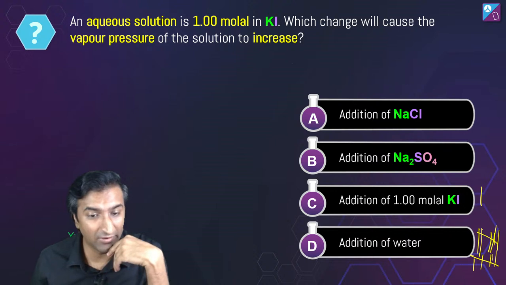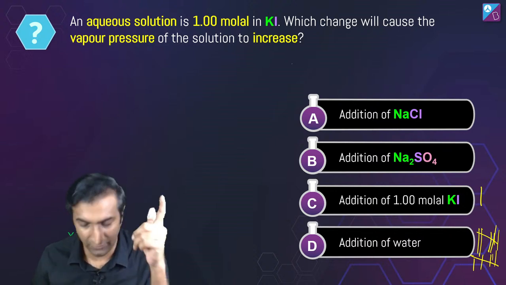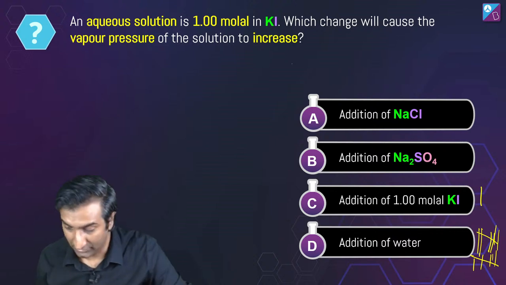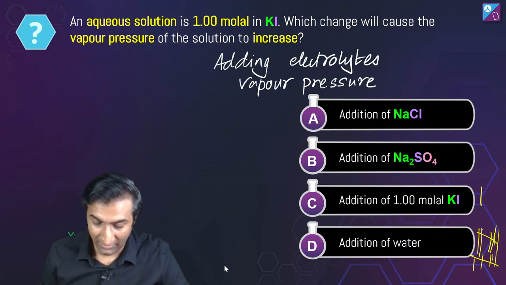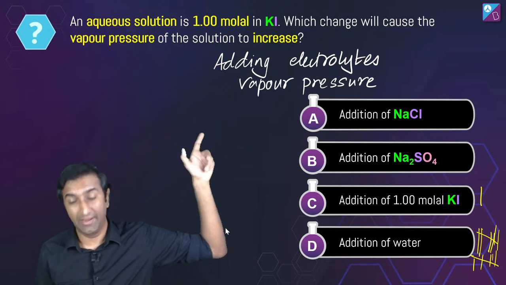Okay. D. Sab log bol rahe hain D? All right. Jaydev, thank you for that. Thank you for getting me back on track. Absolutely. So, what's the general idea? On adding of electrolytes, vapor pressure ko hota kya hai?